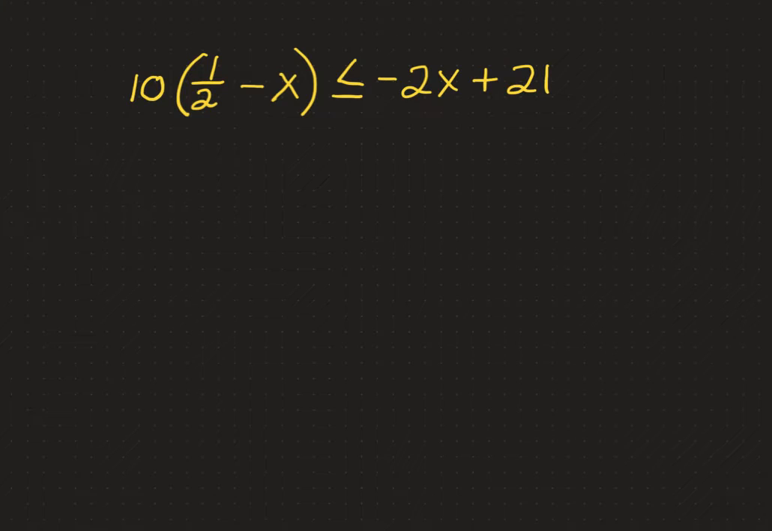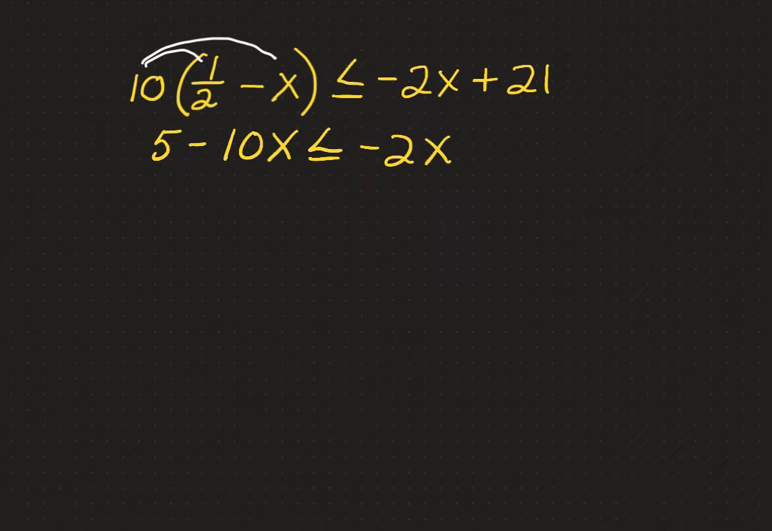Here's another inequality that we can solve. Let's first distribute the 10 to both terms inside the parentheses. 5 minus 10x is less than negative 2x plus 21. Now I want to get like terms on the same side of the inequality as each other. I'll do that by subtracting 5 from both sides and adding 2x to both sides. I've decided I want to move my x's to the left-hand side and everything else to the right.